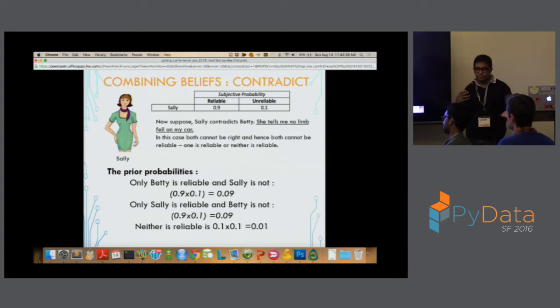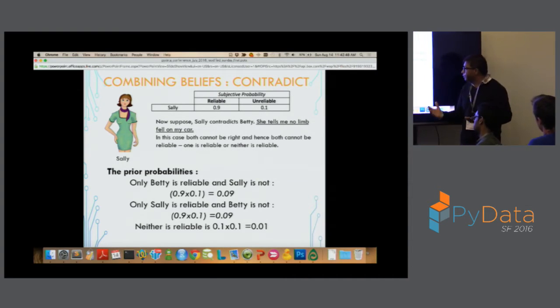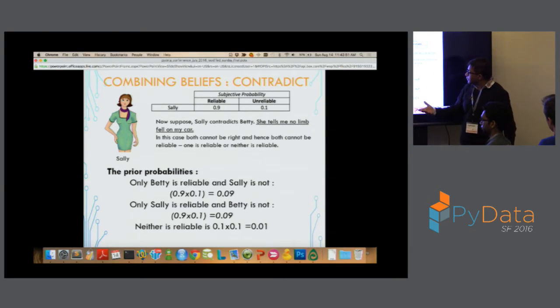Everybody knows what a prior is? For some people who don't know, a prior is the existing state. If you are a computer scientist, it's state zero and then you go to state one. It's like a state diagram. So think of it that way. The prior is the existing state.